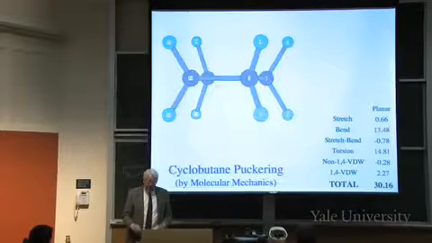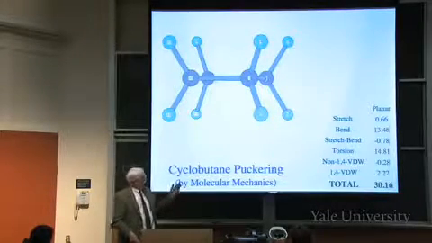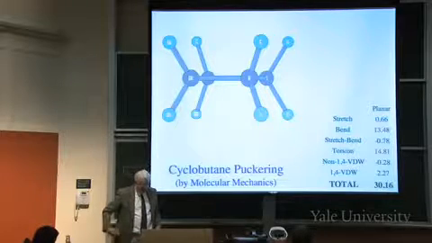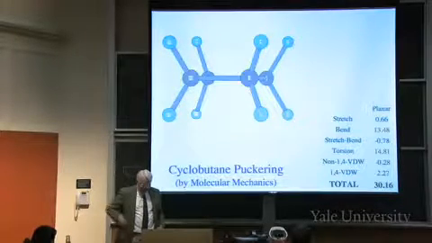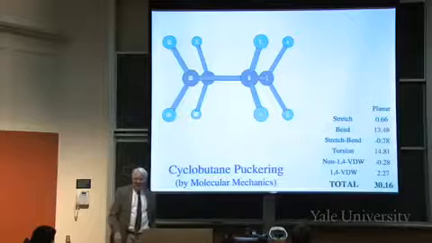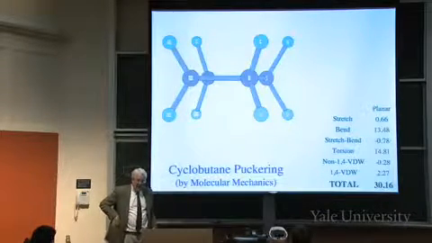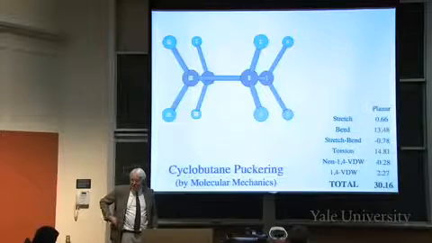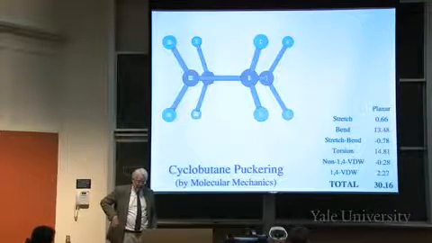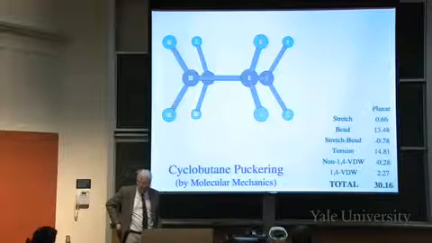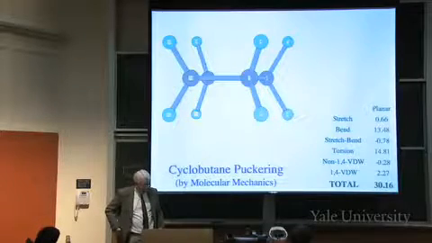Well, if we look at what molecular mechanics says about the source of strain in this system, you can see that the big contributors are bend. That's what Bayer had already talked about, the ring strain, right? Having 90-degree angles is not going to be good. So that's costing 13.5 kilocalories per mole.